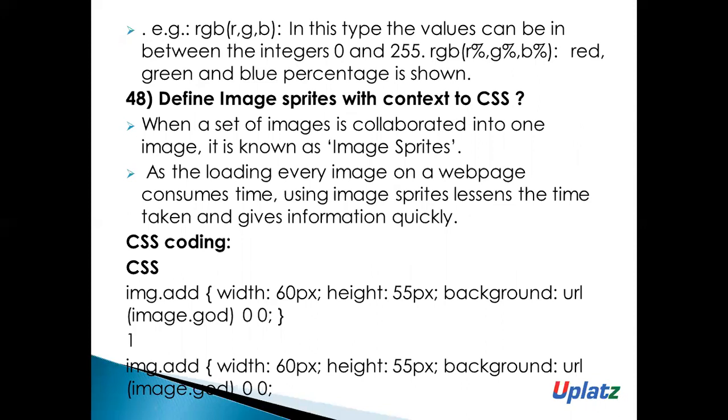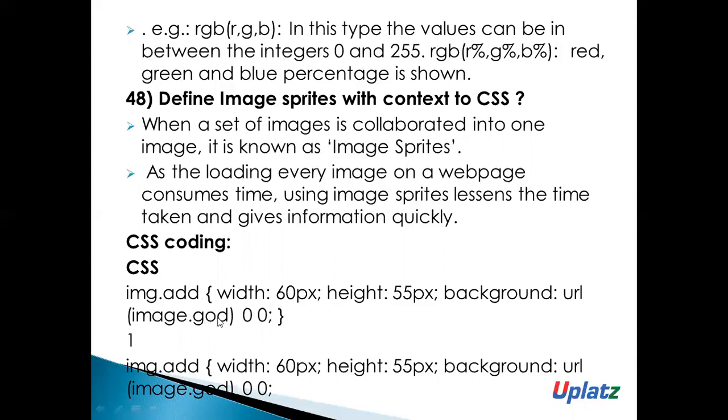Image sprite with context to CSS. We showed this image sprite in the last topic. They are a set of images collaborated into one image, known as an image sprite. Otherwise, you need to load every sprite individually, so the time taken will be high. The CSS coding for that should be like this: width, height, background.